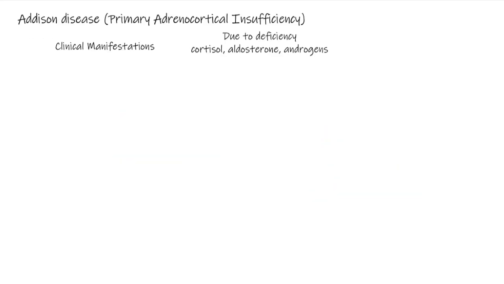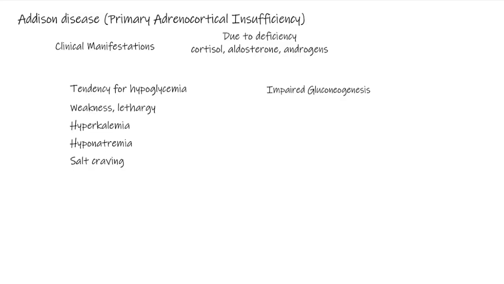Manifestations of primary adrenal insufficiency are due to a deficiency in the normal actions of cortisol, aldosterone, and androgens. Cortisol deficiency reduces the body's ability to maintain glucose availability during fasting and stress. Therefore, they have a tendency toward hypoglycemia. They may also experience weakness, lethargy, hyperkalemia, hyponatremia, and salt craving. These are all related to electrolyte abnormalities due to a decrease in aldosterone.